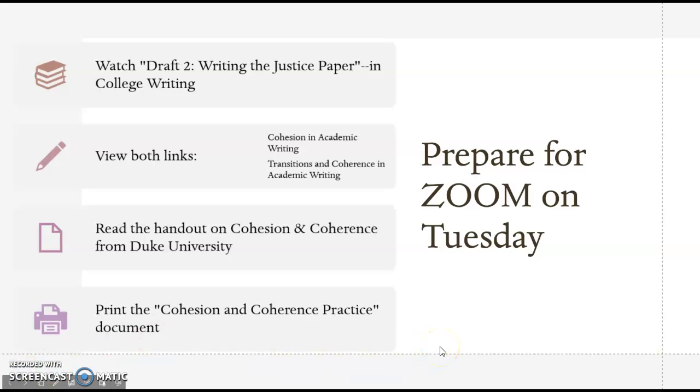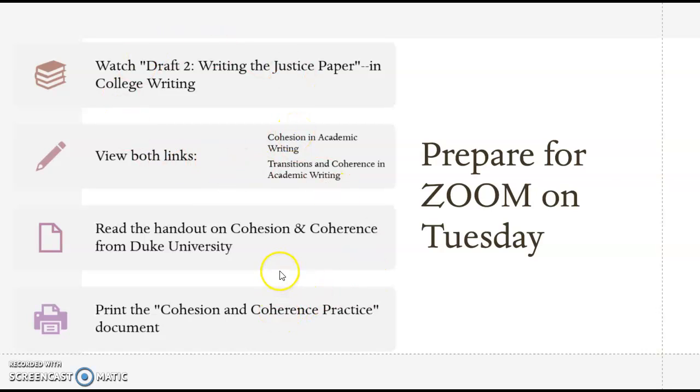First, you're going to want to prepare for a Zoom class on Tuesday. You are going to do some work, so the first two things are work that's in college writing in the draft 2 of the justice paper folder. You're going to watch the video, draft 2, writing the justice paper. And then you're also going to look at both of these links, cohesion in academic writing and transition and coherence in academic writing. And again, all of this is in college writing.